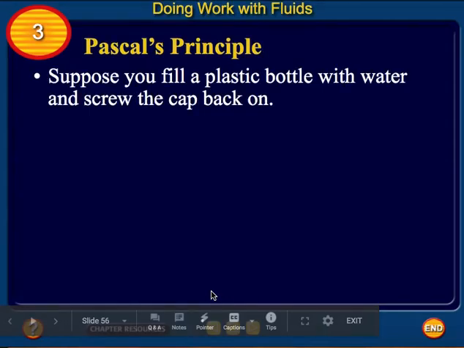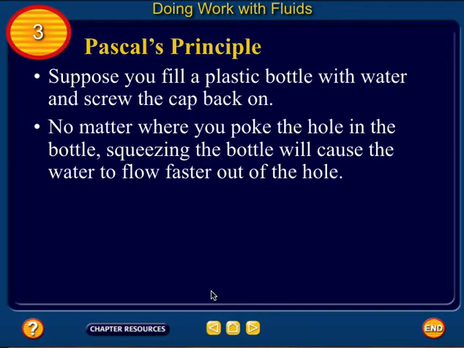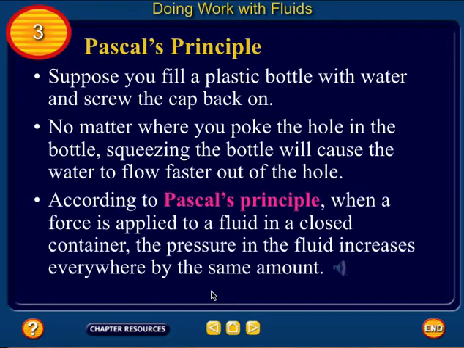Suppose you fill a plastic bottle with water. Screw the cap back on. If you poke a hole in it, obviously the water is going to come out. No matter where you poke the hole in the bottle, squeezing the bottle will cause the water to flow faster out of the hole. Before you poke that hole in the water bottle at home, go ahead and just squeeze a water bottle that's completely full and has the cap on it. You're going to notice that pressure is exerted all throughout the entire fluid, and the rest of the bottle gets really, really hard. If you poke a hole in it, obviously you're allowing it to release that pressure in that spot.